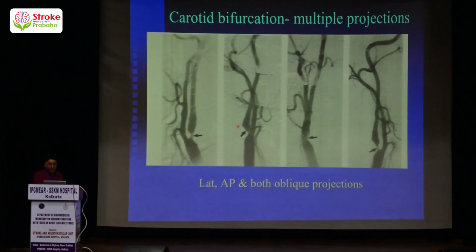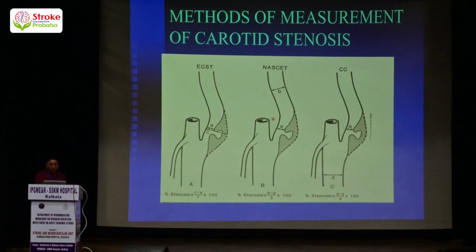When you are performing the cerebral DSA of an ischemic stroke patient with suspected carotid artery bifurcation disease, you have to take multiple projections. So AP and lateral are the standard projections, but along with that, you have to take the oblique injections, right anterior oblique and left anterior oblique, because sometimes the stenosis is well seen on these oblique projections rather than AP or lateral projections.